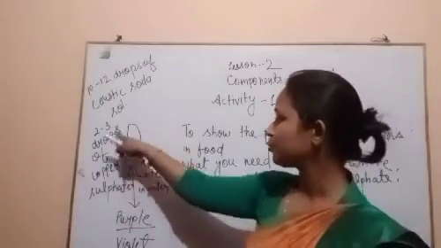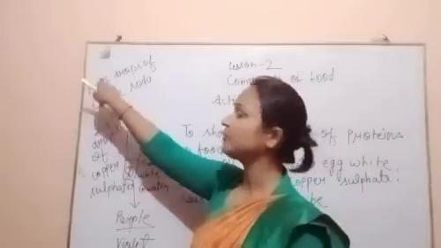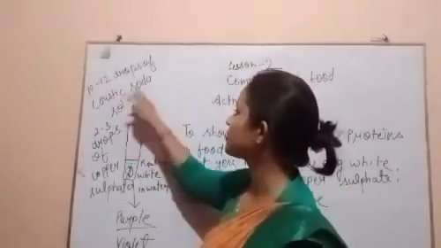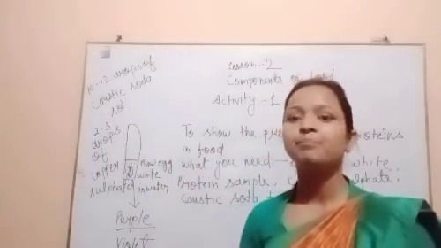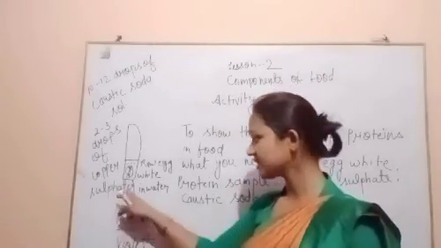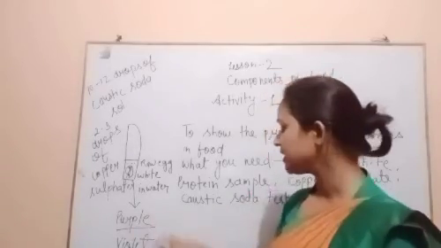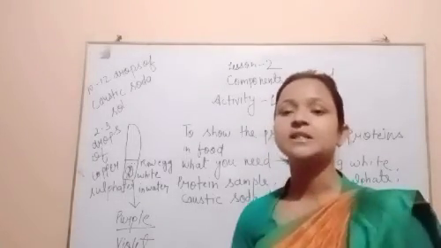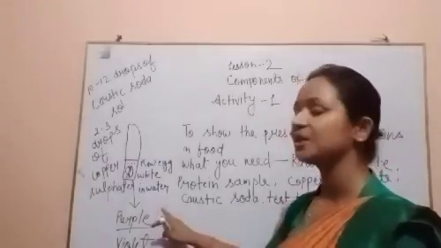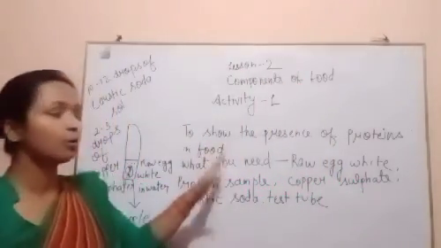Then you add 2-3 drops of copper sulfate, and after that you add 10 to 12 drops of caustic soda solution. Shake it properly, and you will see that the solution turns purple or violet. When it turns purple or violet, it means proteins are present in the given sample. So by this activity, it is proved that proteins are present in the given sample.